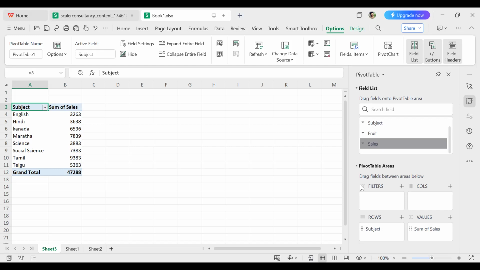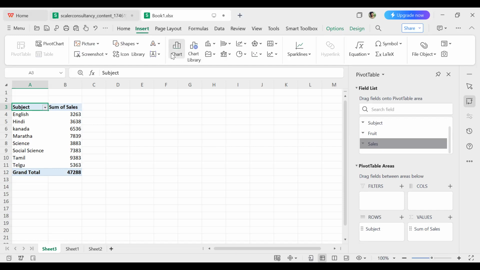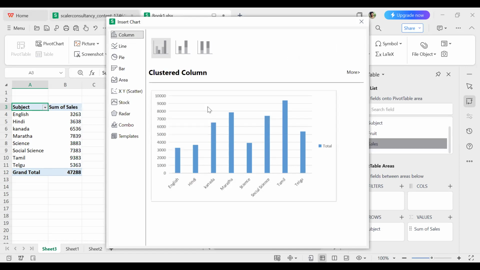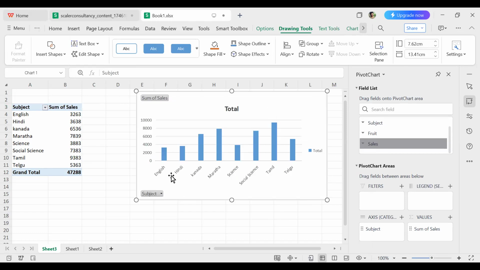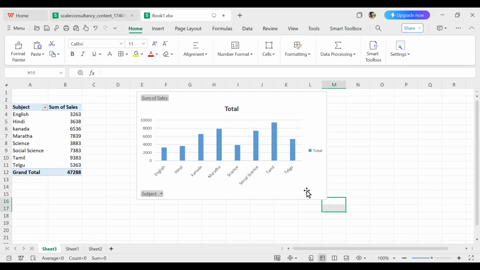Okay. Now we again go to the chart part and again we can click the clustered column. Now we can see with the help of the pivot table, we have only one column, that is subject, and the revenue part. So this is the benefit of having a pivot table. So you can arrange accordingly.